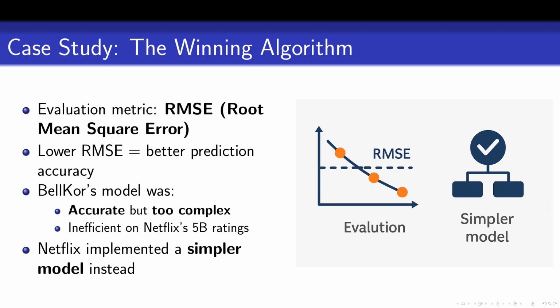This decision highlights a critical point in data science: accuracy isn't the only metric that matters. Real-world systems need to balance performance with scalability, speed, and maintainability. Sometimes, a slightly less accurate model that runs efficiently is the smarter choice.